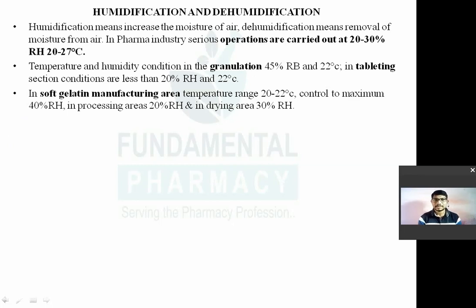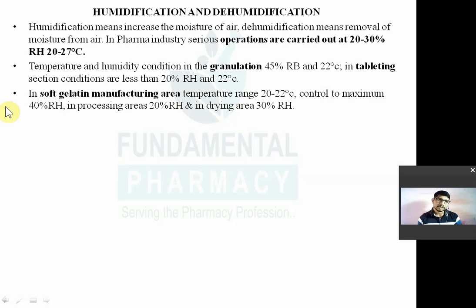ठीक है, अगर आप सॉफ्ट जेलेटिन कैप्सूल का मैन्युफैक्चरिंग कर रहे हो और आपके इसमें ह्यूमिडिटी बहुत ज़्यादा है तो क्या हो जाएगा, वो कैप्सूल एक दूसरे से स्टिक हो जाएगा. ठीक है, so they will not be a separate entity, they will stick to each other. So in the soft gelatin manufacturing area temperature range should be 20 to 22 degrees Celsius. Okay, and maximum relative humidity should be 40%.